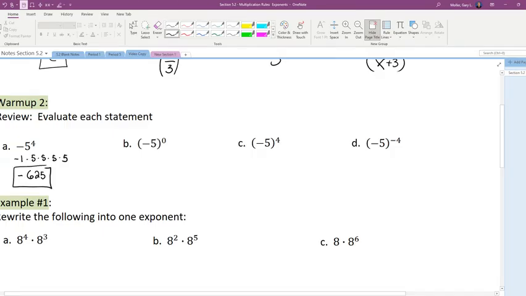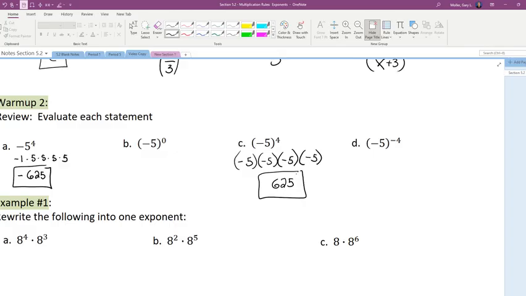Jump ahead to part C to contrast it with that one. Now you see the negative is in parentheses with the 5. And so this problem is not saying what the last one did. It's saying essentially this. The negative is happening 4 times, as is the 5. So 4 5s make 625, and then 4 negatives make a positive. And so the answer would be positive 625. So please make sure you pay attention to the difference in those two statements.